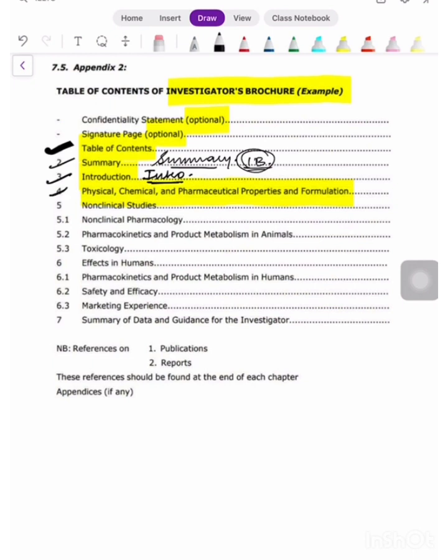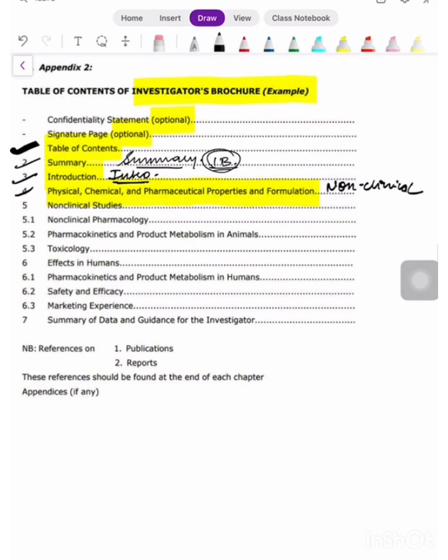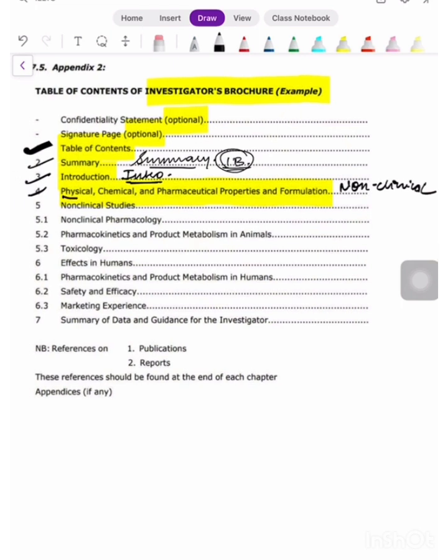Then let's start with the non-clinical part. Here we are talking about the pharmaceutical product itself, what its physical properties are, what its chemical properties are, what other pharmaceutical properties are, and those related to formulation. Then I get non-clinical studies, non-clinical pharmacology. Non-clinical studies mean what? Pharmacology, pharmacokinetics and product metabolism in animals. Whatever pharmacokinetics or product metabolism you studied in animals would come here.